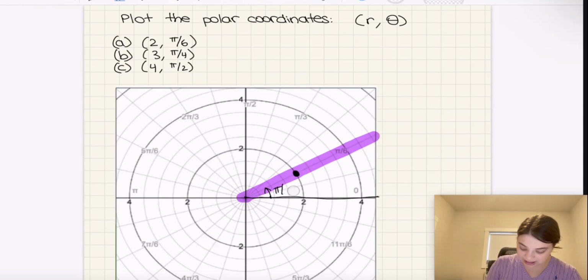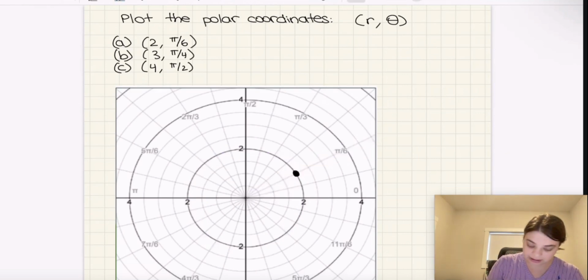Okay, so now I'm going to erase that. I'm going to erase everything except for point A, and I'm going to label this as point A. Okay, the next one is 3, pi over 4.